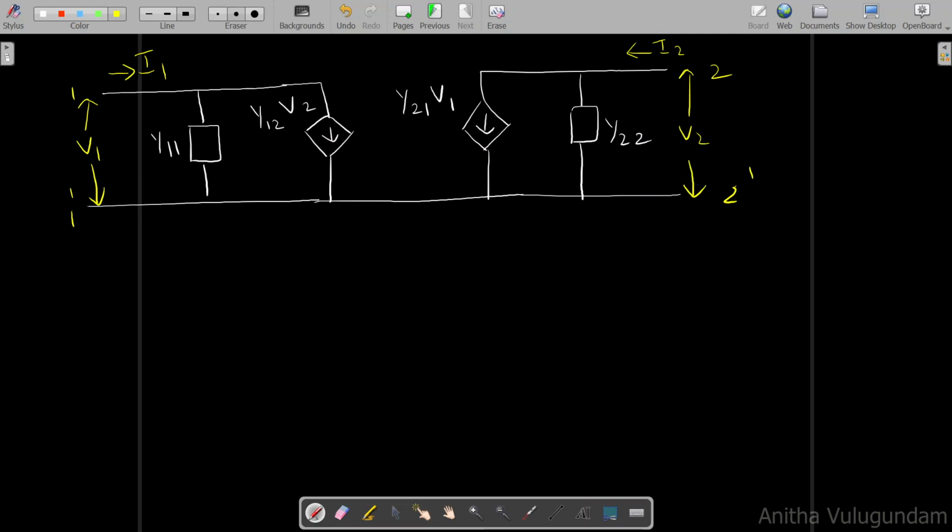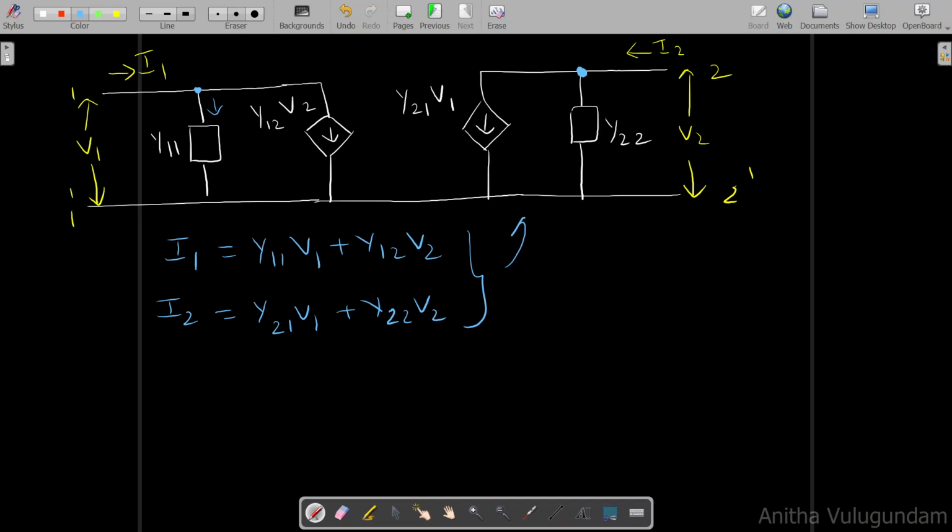If you apply KCL at this point, we'll get the main equation I1 equal to Y11 V1 plus Y12 V2. Currents entering equal to currents leaving. And if you apply KCL at this point, we can write I2 equal to Y21 V1 plus Y22 V2. These are the main equations which we have written in the earlier slide.